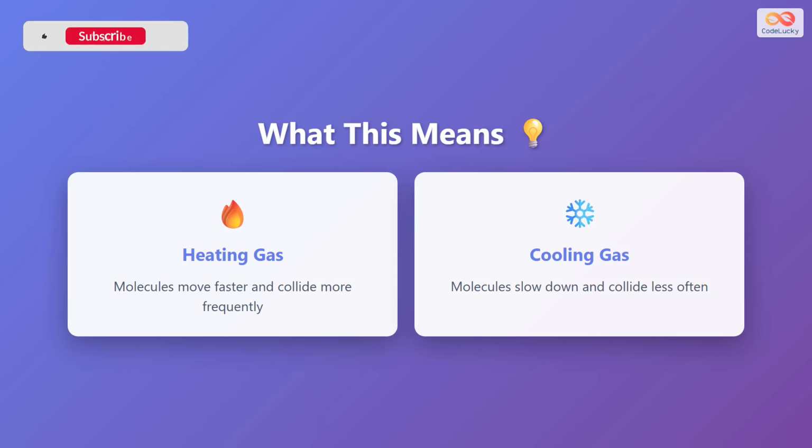Let's look at the practical implications of this relationship. When you heat a gas, the molecules move faster and collide more frequently with each other and with the walls of their container. This is why heated gases expand and create more pressure. On the other hand, when you cool a gas, the molecules slow down and collide less often. This is why gases contract and exert less pressure when cooled. Understanding this helps explain everyday phenomena, from why hot air balloons rise to how refrigerators work.